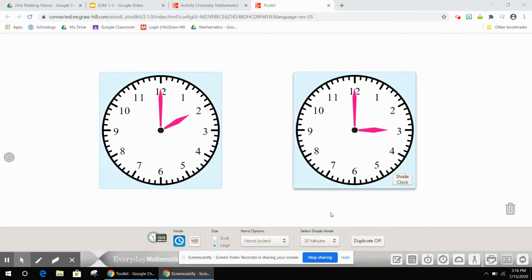Okay, boys and girls, so I have two clocks up here for you. The first clock is showing 2 o'clock, and the second clock is showing 3 o'clock. So they're 2 hours right back to back of each other.